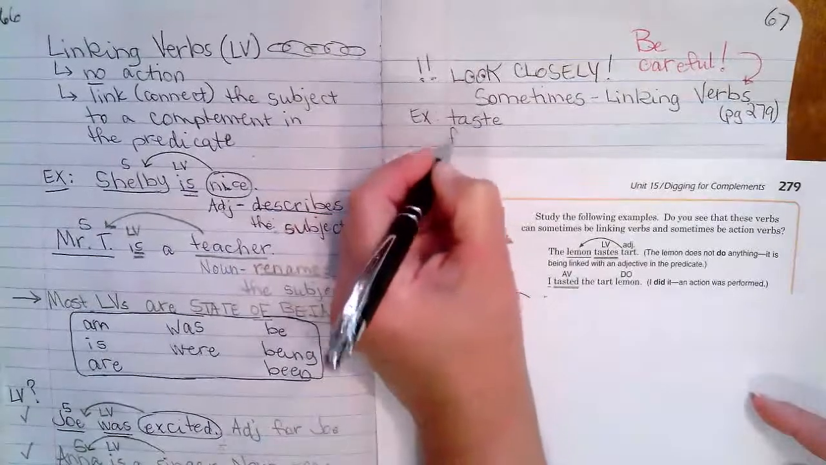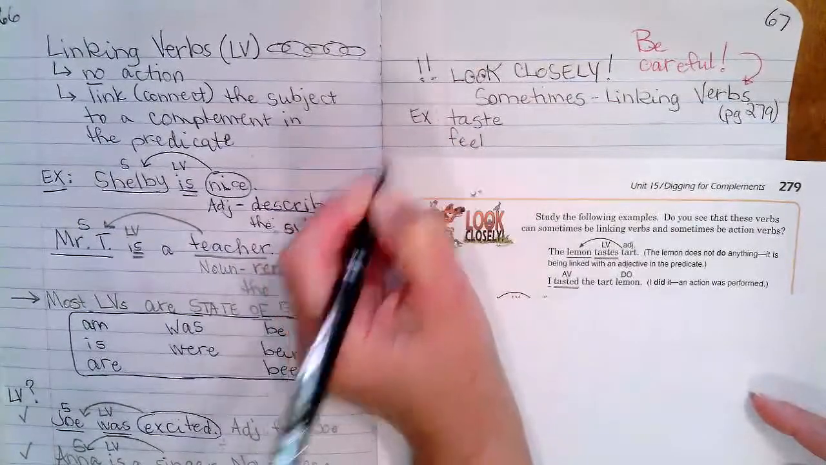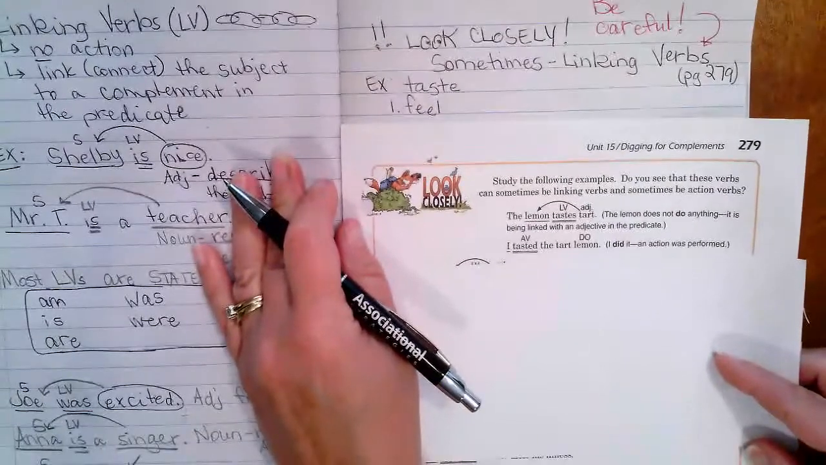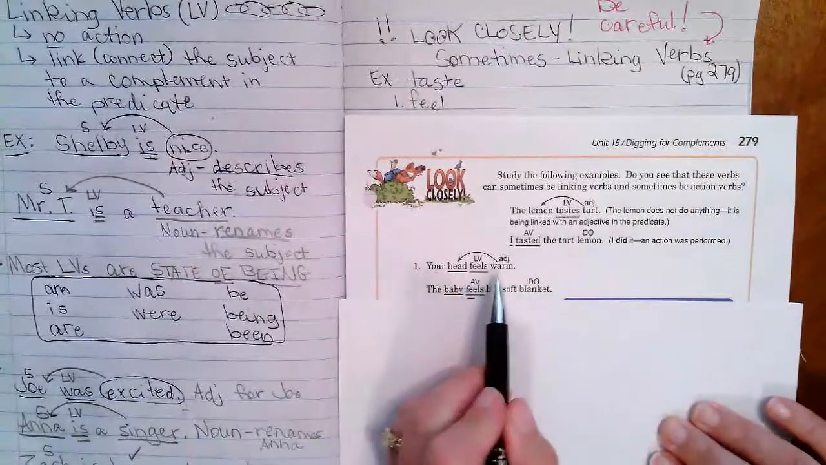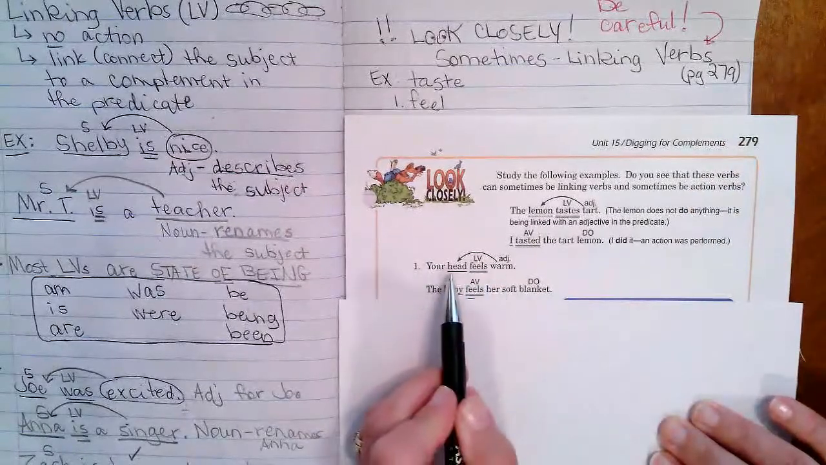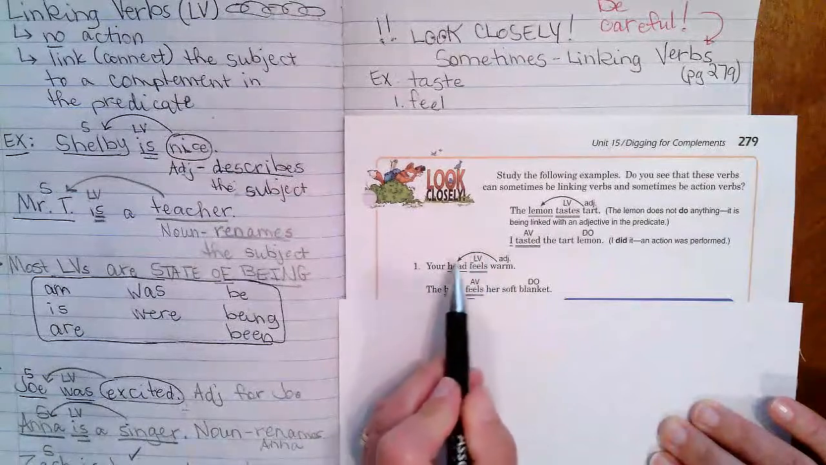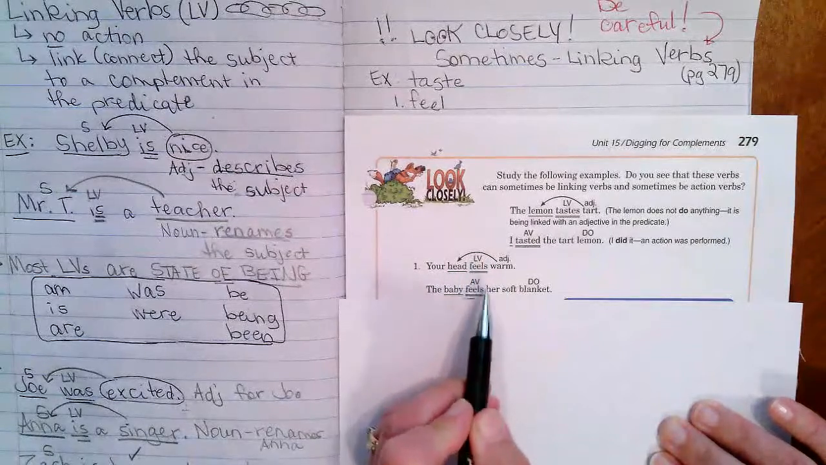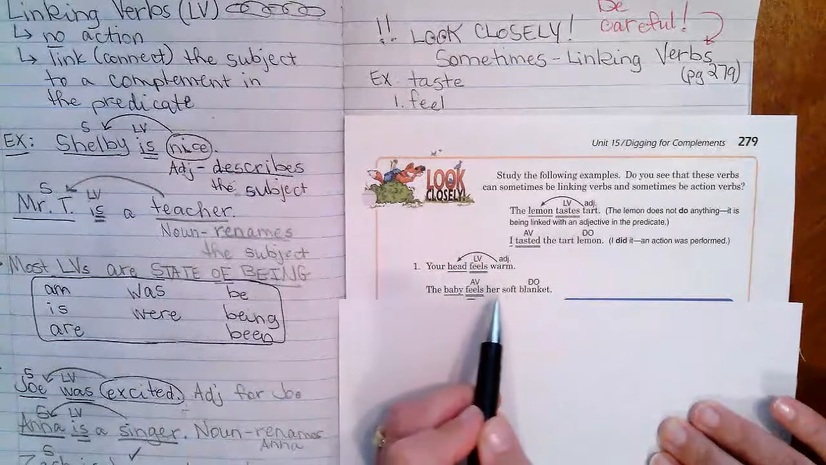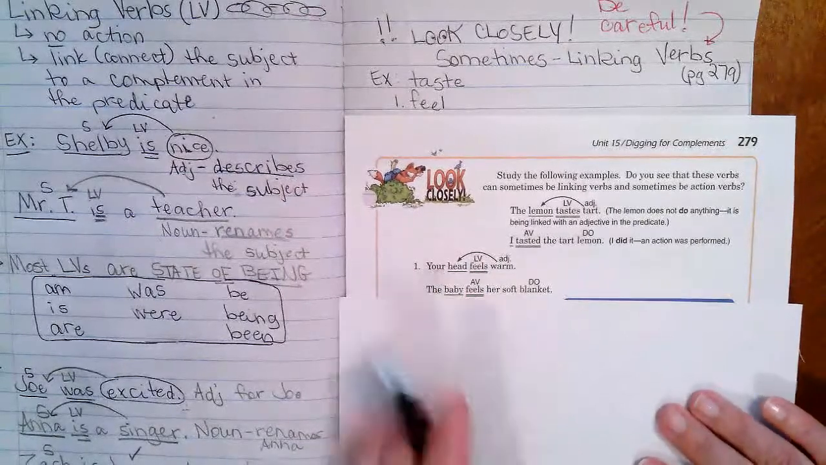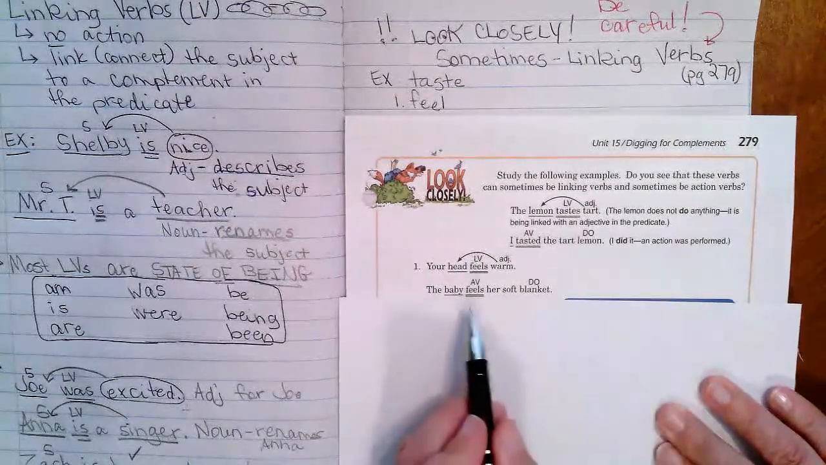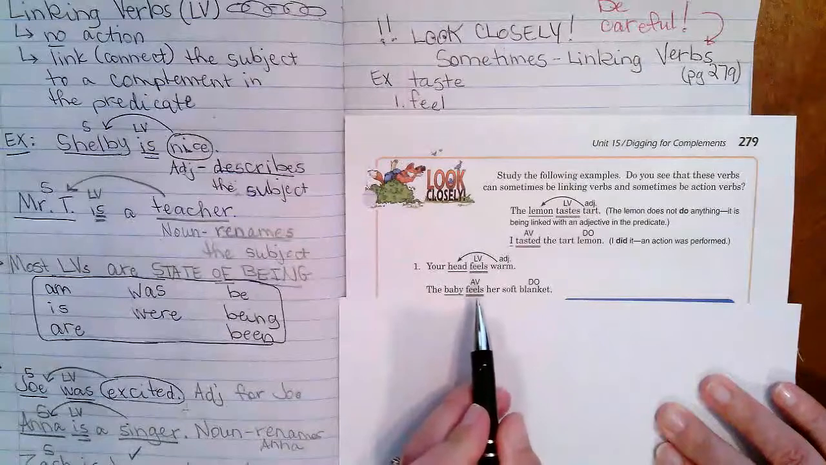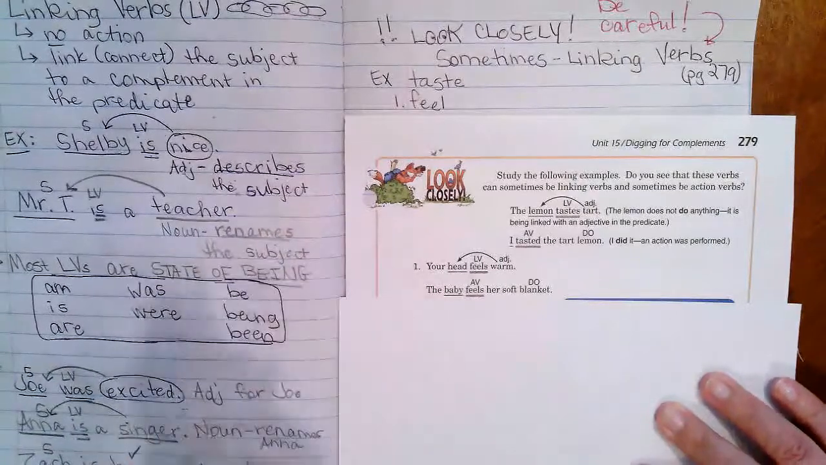Then we have the word feel. If I look at number 1 on this page, I see how feel can work both ways. Your head feels warm. Head is your subject. Warm is an adjective describing your head. That makes feel a linking verb. But here, the baby feels her soft blanket. The subject, the baby, is doing something. There is an action that is performed. So feels here is an action verb. So, linking verb and action verb.